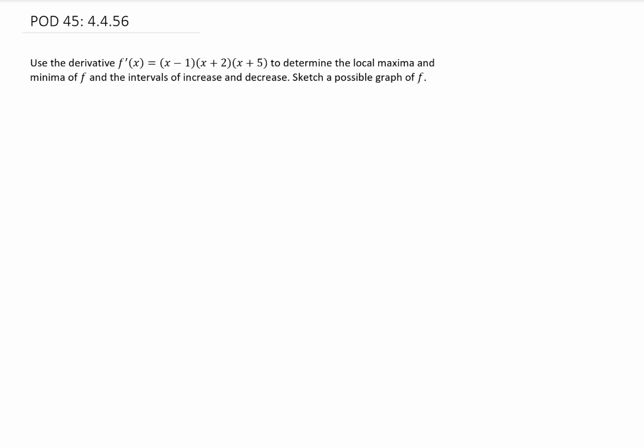So we're given the first derivative of a function, asked to find the local max and min, the intervals of increase and decrease, and we're supposed to sketch a possible graph of the original function. First, you can notice that f prime is a polynomial, so f itself is a polynomial, so we'll just keep that in mind when wondering what this function looks like.